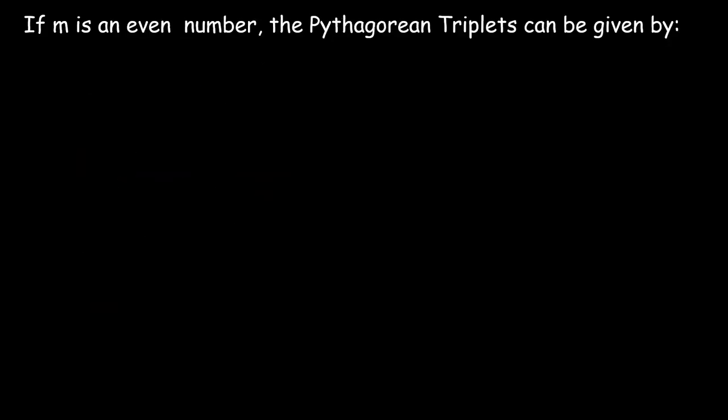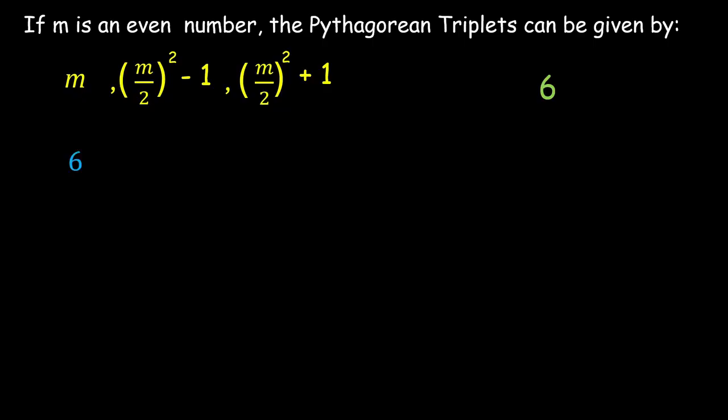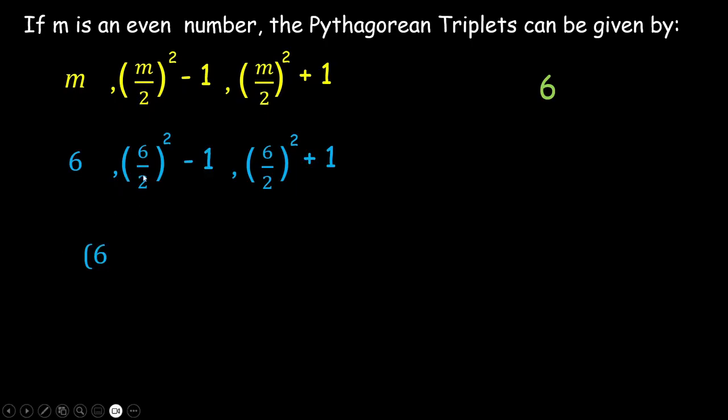Similarly, if m is an even number, the Pythagorean triplets can be given by (m by 2) whole square minus 1 and (m by 2) whole square plus 1. Let's take 6. One of the triplet is 6. Then we have (6 by 2) whole square minus 1, (6 by 2) whole square plus 1. 6 by 2 is 3. Square of 3 is 9. So 9 minus 1, that is 8. And this is again square of 3 is 9. So 9 plus 1 is 10. 6, 8 and 10 are the Pythagorean triplets that we need.